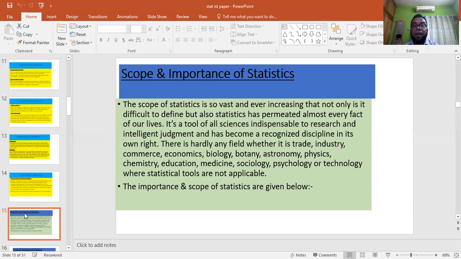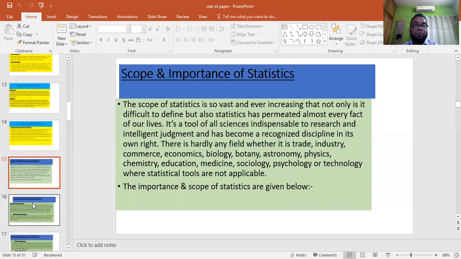its own right. There is hardly any field, whether it is trade, industry, commerce, economics, biology, botany, astronomy, physics, chemistry, education, medicine, sociology, psychology, or technology, of any kind, where statistical tools are not applicable. Everywhere, statistical tools are applicable. So this is a very important subject. It is very useful and very needed in modern science and modern technology. The importance and scope of statistics are given below.